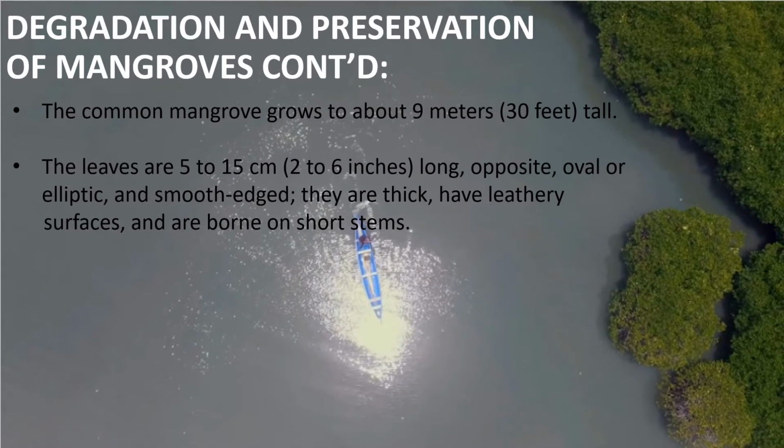There are many different species of mangroves, and a common mangrove can grow up to about 9 meters, which is 30 feet tall. The leaves are 5 to 15 centimeters, which is 2 to 6 inches long, opposite, oval or elliptical in shape, and smooth edged. They are thick, have leathery surfaces, and are borne on short stems.